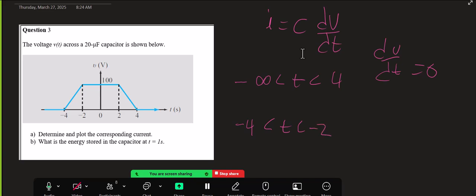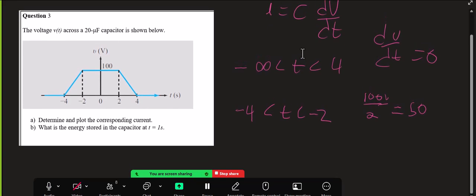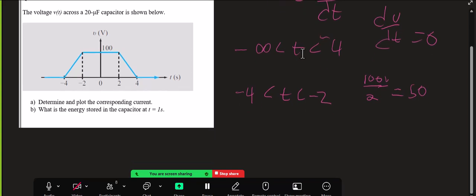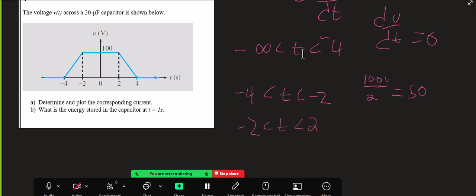Okay, and then from negative 4 to negative 2, the slope is the change in y over the change in x. So the change in y is 100 volts over the change in x is 2 seconds, and so our slope is 50. And then from negative 2 to positive 2, dV/dt is 0.